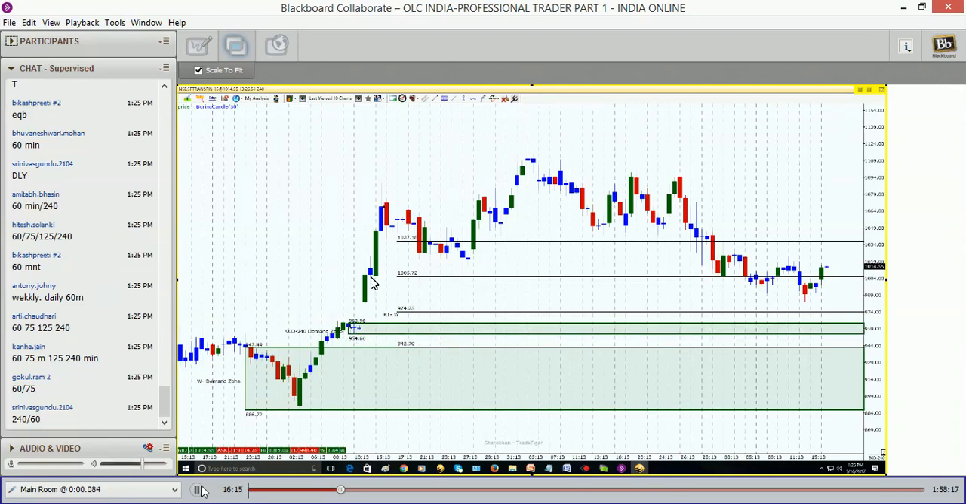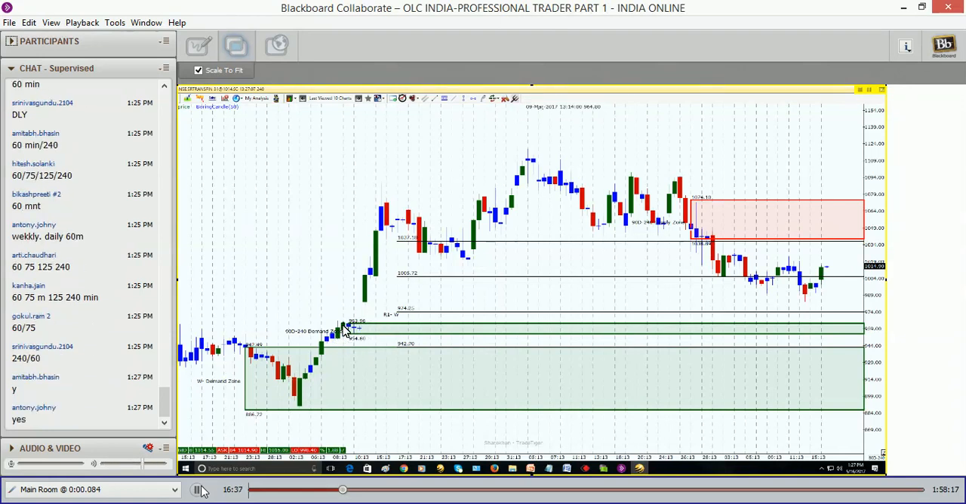Rally, base, rally. I have one supply zone over here. Drop, base, drop. Would all of you in this room agree with me that this level of demand that I have marked over here is at the lower end of the curve? Yes or no? If this is at the lower end of the curve, is it a qualified zone where we can take a buy? Yes, no?